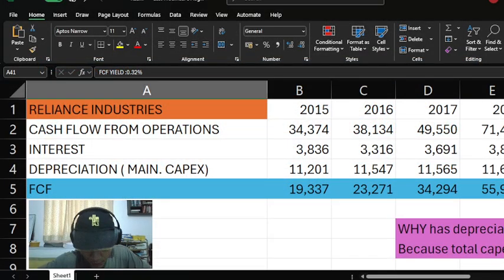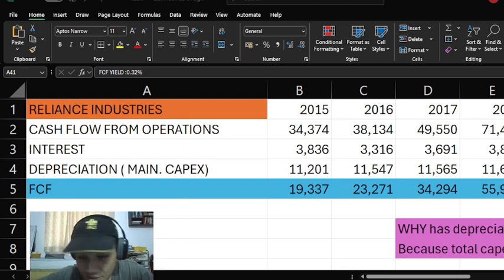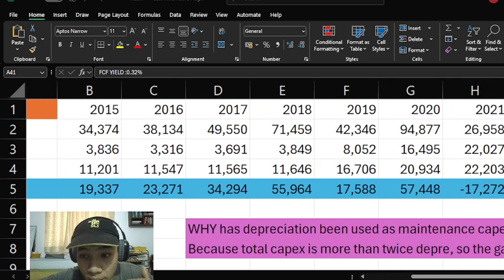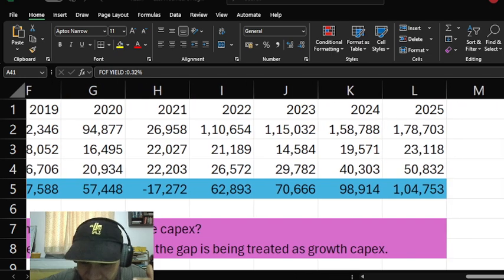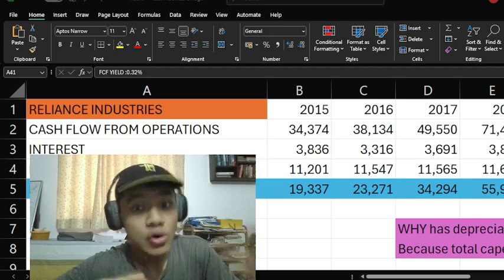Okay, so it was a bit clickbaity, the title that is. I've already calculated the free cash flow, the free cash flow growth, and the free cash flow yield. So we start with Reliance Industries all the way from 2015 to 2025. Yes. So on the top, we have cash flow from operations. Then we are minusing interest from it because in cash flow from operations, interest is not deducted.